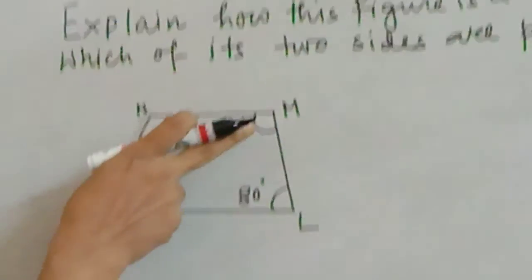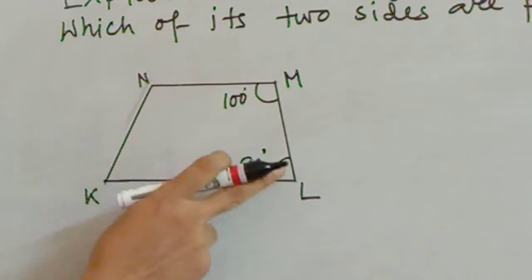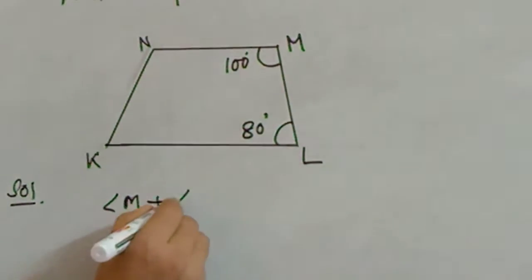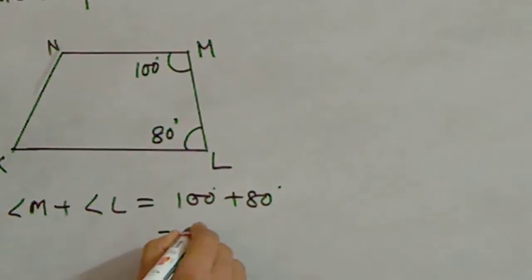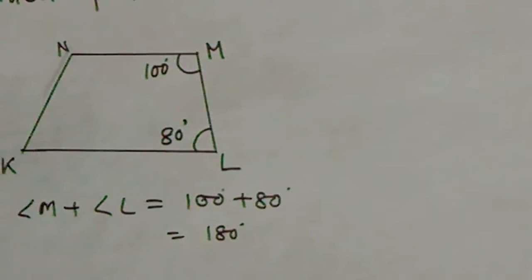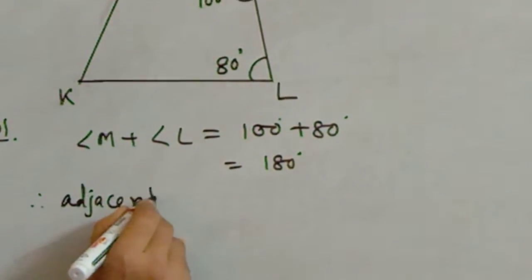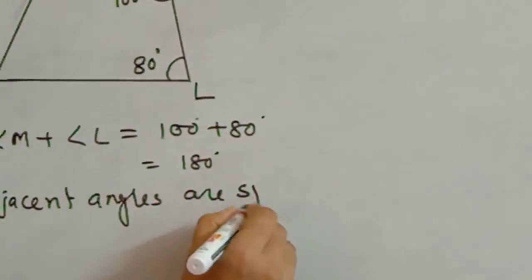Now you see the position of these two angles. What angles can you see? These angles are interior angles on the same side. So we can say that these two are adjacent angles, and we can see the solution. Angle M plus angle L is equal to 100 degrees plus 80 degrees, that means 180 degrees, and therefore adjacent angles are supplementary.